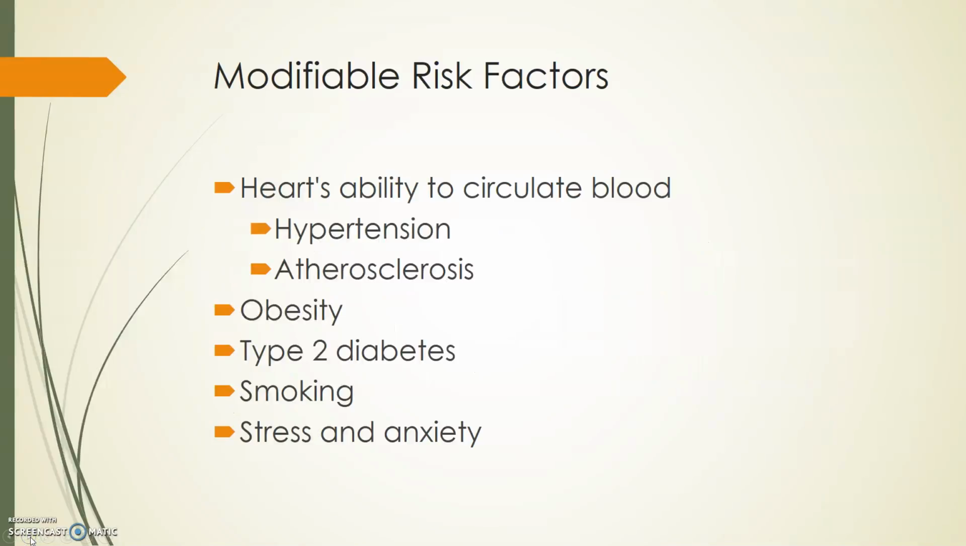Some modifiable risk factors that we can look at. Anything that affects the heart's ability to circulate blood, such as hypertension, atherosclerosis, are things that we can modify, maybe with medications, diet, exercise. Obesity is another one that puts extra stress on the respiratory system and oxygenation. Type 2 diabetes, smoking, stress and anxiety, all of these are modifiable. We can do something about these.